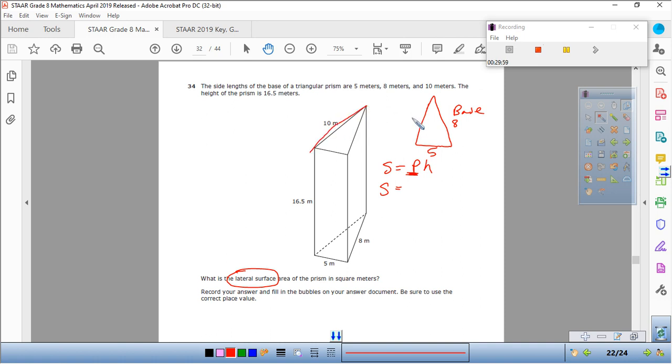8, and then this one is the other side of the triangle, so 10. So perimeter, you add them all up. You go 5 plus 8 plus 10. And how do you get perimeter? Remember, elementary, you add them all up. So these two right here are what, 13 and 10? 23.